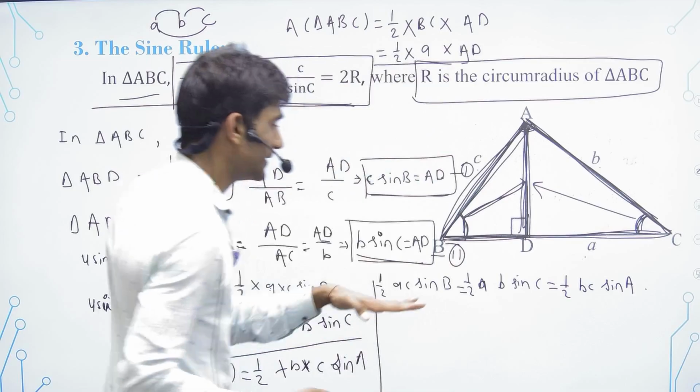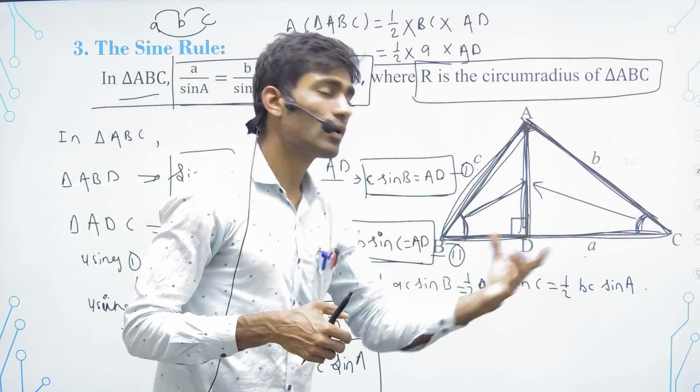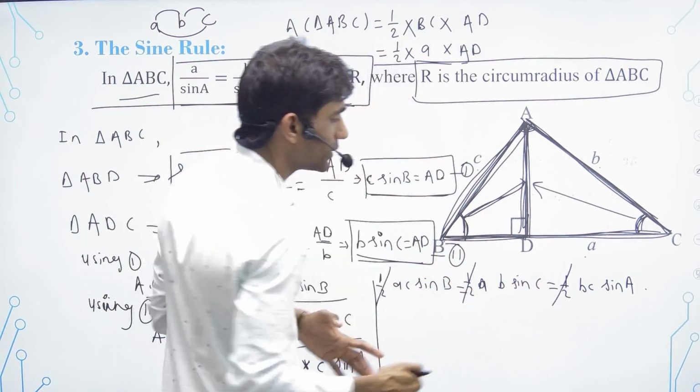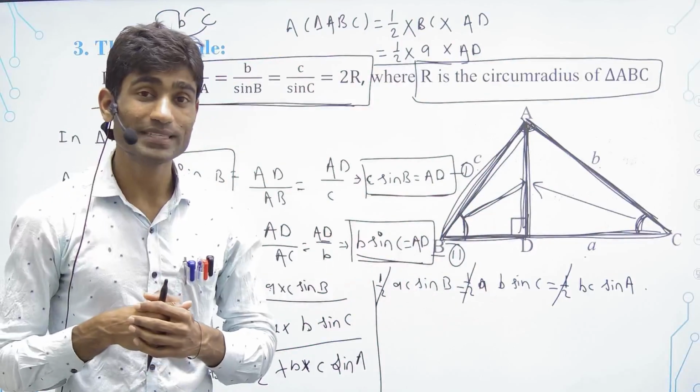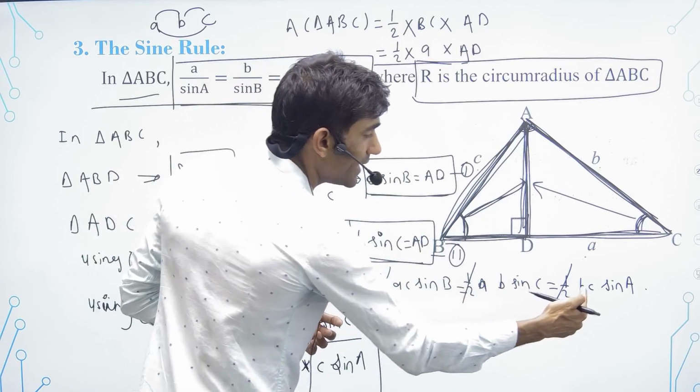Okay, so this is the required step. We found it here. As we have 1/2 everywhere the same, we can cancel it from each side. The remaining sides are AC sine B, AB sine C, and BC sine A.